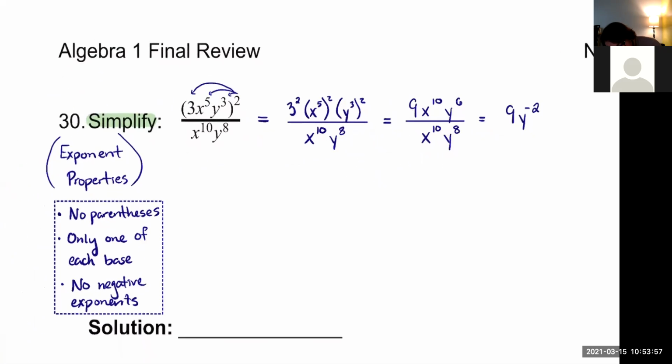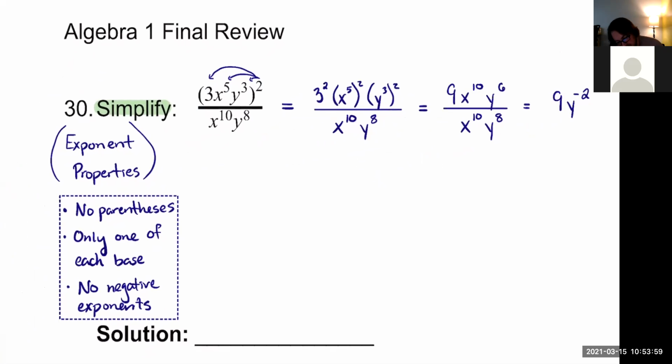So what I've done so far, if you think about that little list I mentioned earlier, is in a couple of steps, we took care of all the parentheses. And with this step we just completed, we made sure that each base only appeared once. One of them happened to disappear altogether. That happens sometimes. But now we're left with an issue that we have a negative exponent.